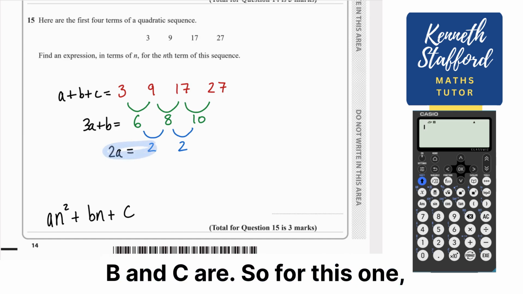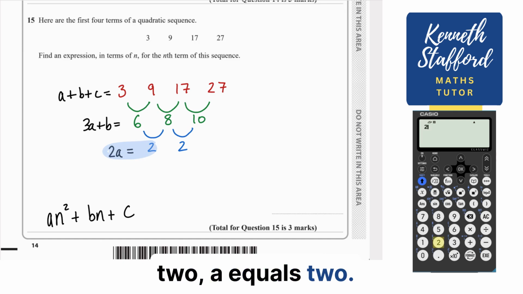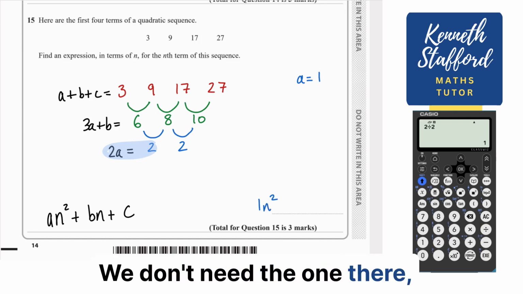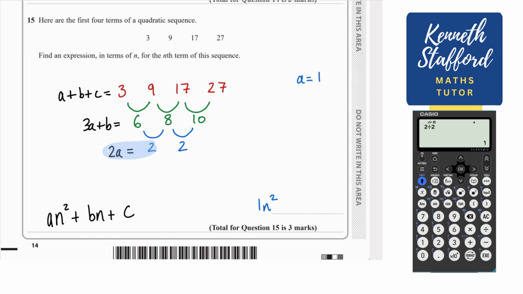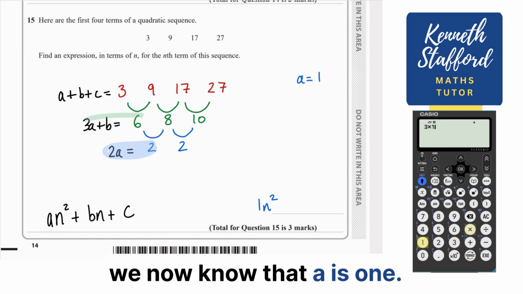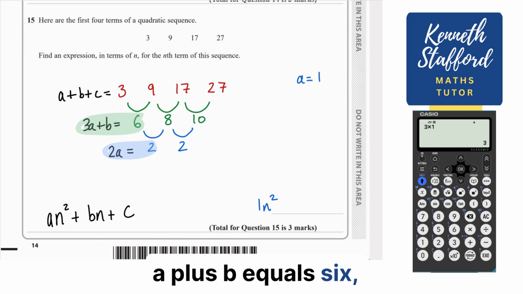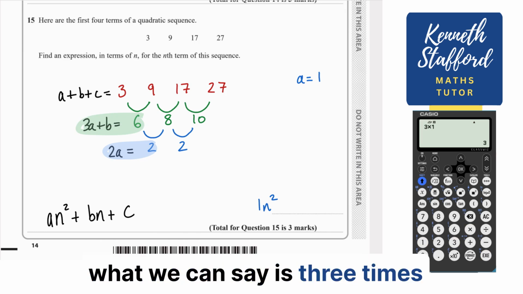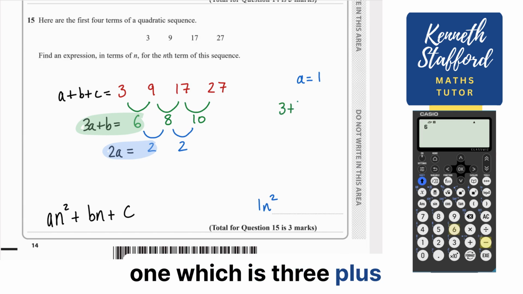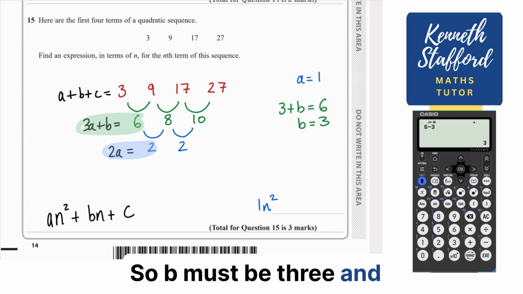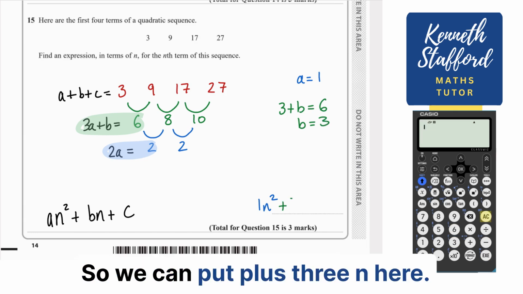So for this one, 2a equals 2, so a equals 1. So it's going to be 1n squared. We don't need the 1 there, but we can put it. We now know that a is 1. So here, instead of writing 3a plus b equals 6, what we can say is 3 times 1, which is 3, plus b equals 6. So b must be 3, and positive 3, so we can put plus 3n here.